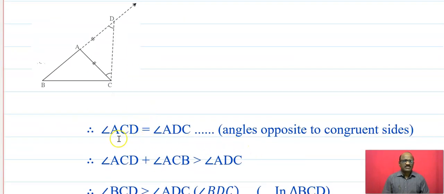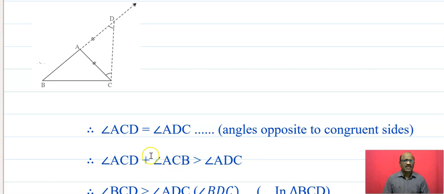Now, next, the measure of angle ACD is equal to measure of angle ADC. That's the angle opposite to congruent sides. No problem. It's an isosceles triangle. Now, next, measure of angle ACD plus measure of angle ACB is greater than measure of angle ADC. Measure of angle ADC. It's clear that.